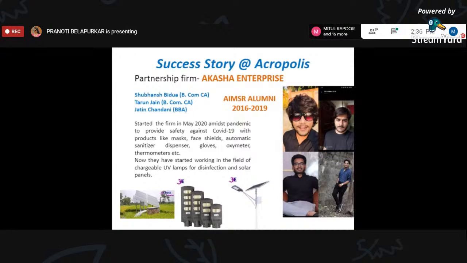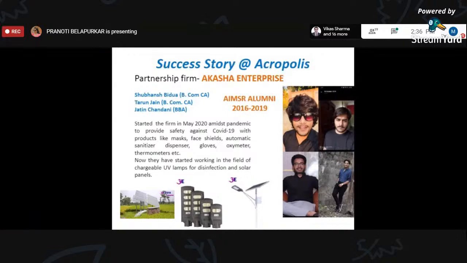These students, Shubhansh, Bidwa, Tarun and Jatin, have managed to develop a partnership firm called Aksha Enterprise. Initially, they took this pandemic time as an avsar, an opportunity. Apada mein avsar, as Modi ji says, opportunity in calamity. They have started an entrepreneurship in distributing masks, face shields, sanitizers, and hands-free sanitizer dispensers.